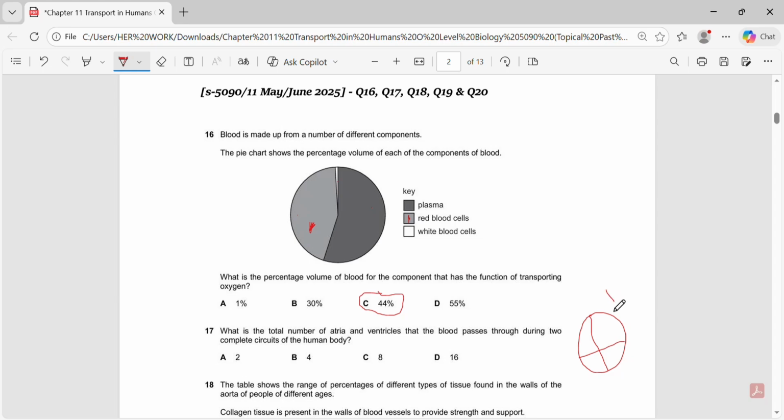This means that during one complete circuit, blood passes through 4 chambers in total. Since the question asks about 2 complete circuits, we multiply 4 chambers by 2, giving a total of 8 chambers. Therefore, the correct answer is C, which is 8, so this is the correct option.